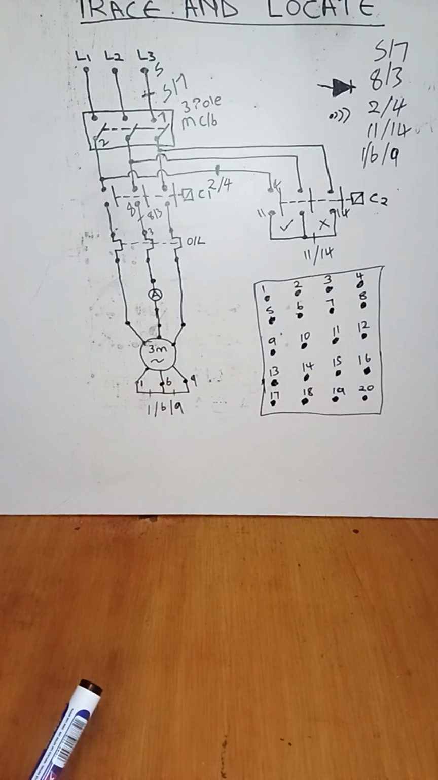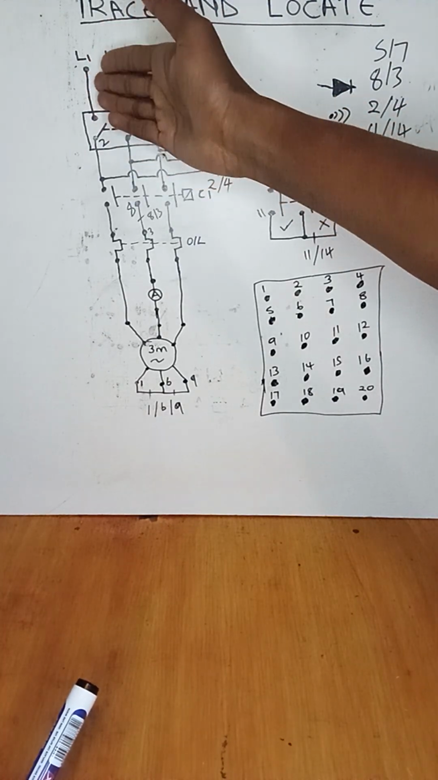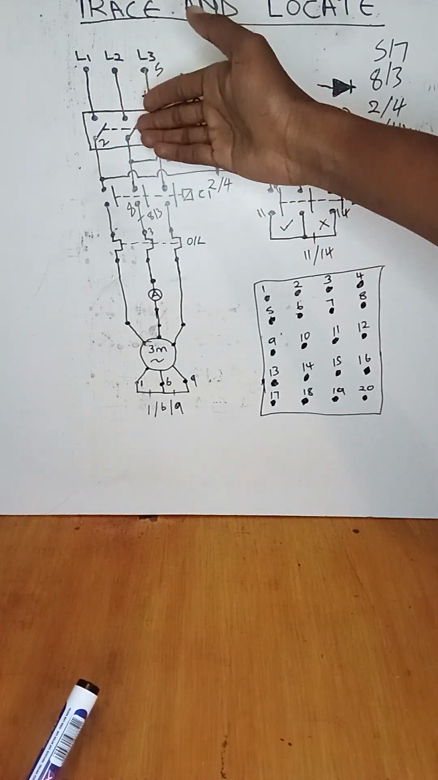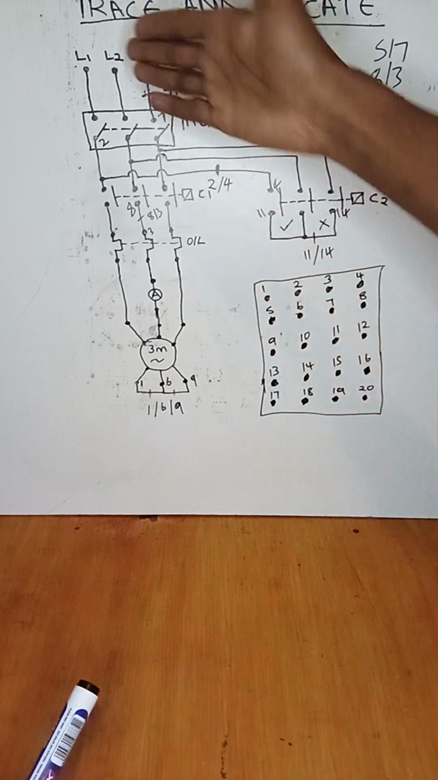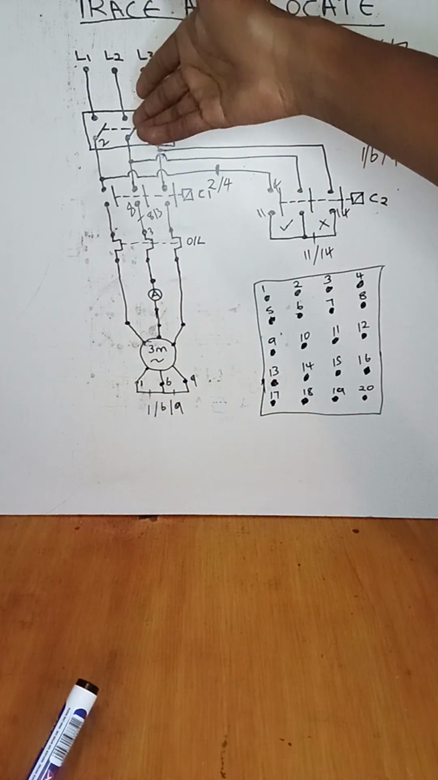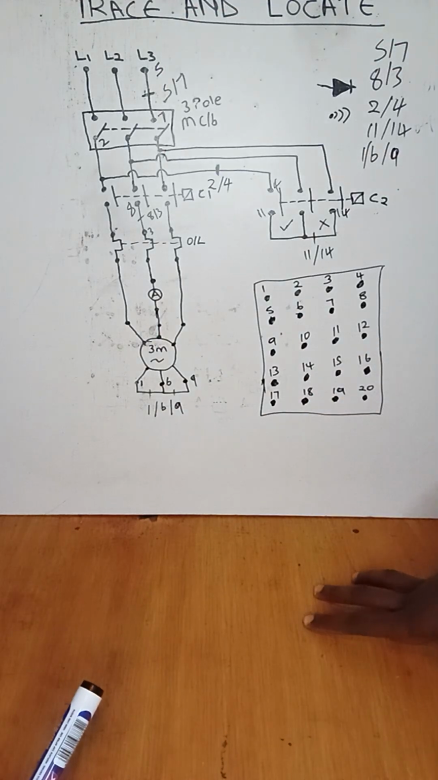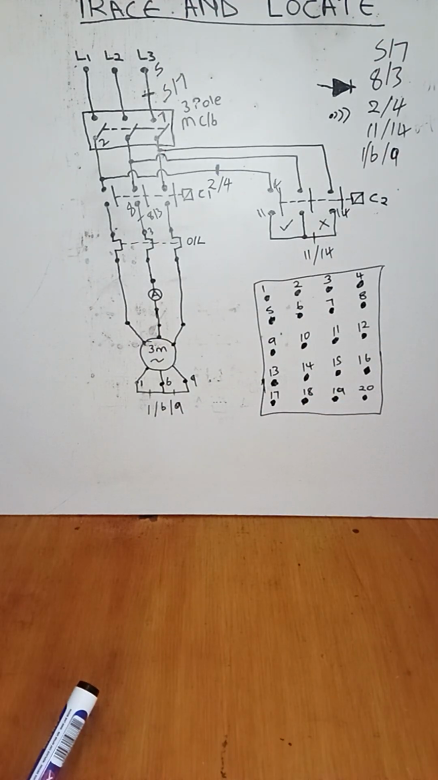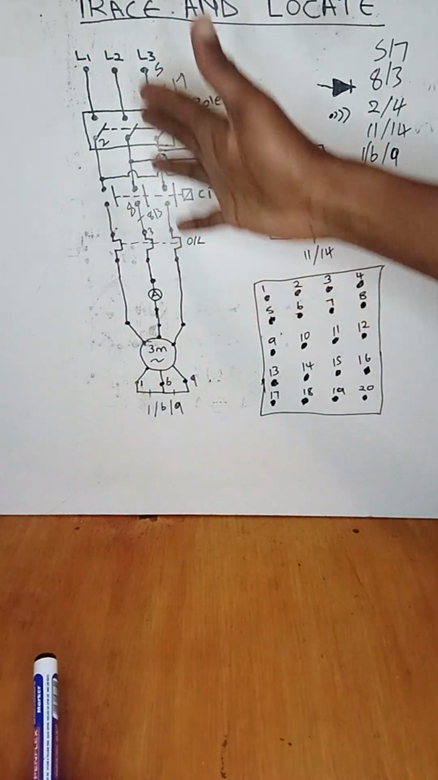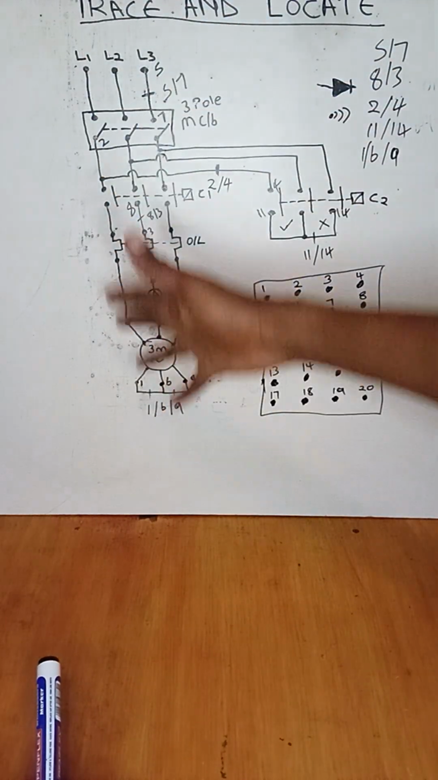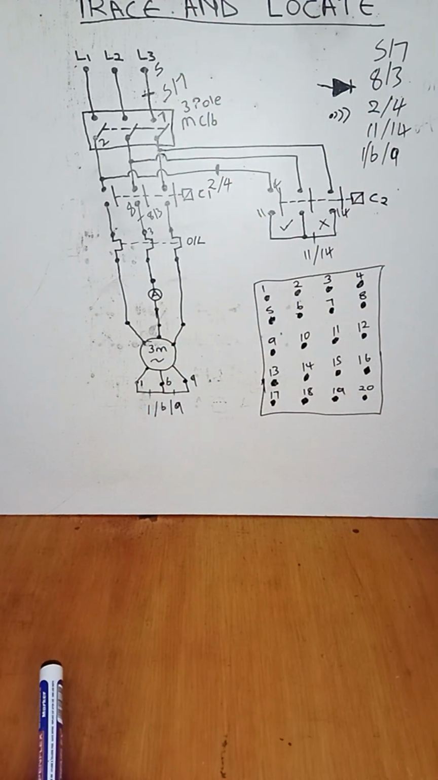So when we talk about color coding, live 1 is a red wire. Live 2 is a yellow or white wire, and live 3 is a blue wire. Right. So each and every wire that is connected from live 1 is red, live 2 is yellow or white, live 3 is blue.